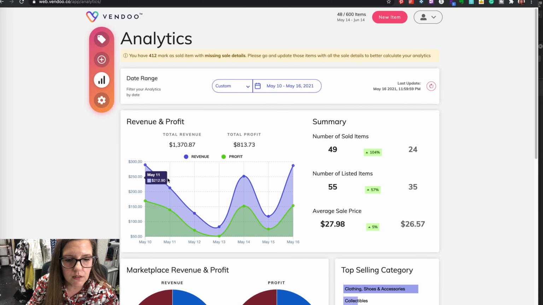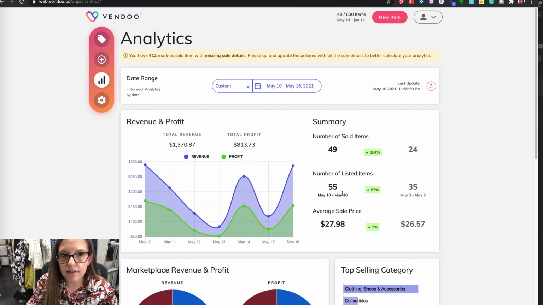Here's why it's really important to put in the date that something sold. Now I know that we had a low point on May 13th, which was a Thursday, and normally we sell a lot on Thursdays. And then we had a high on May 14th, which was a Friday, so that's interesting. We sold 49 items this week, which is exciting.